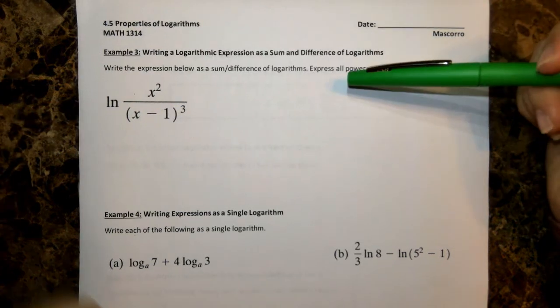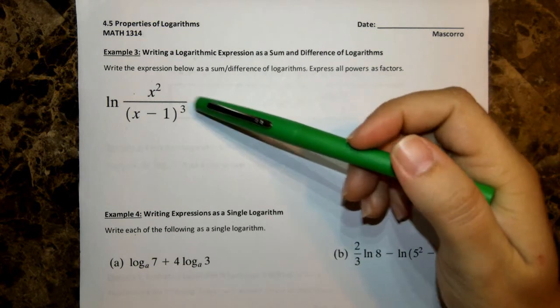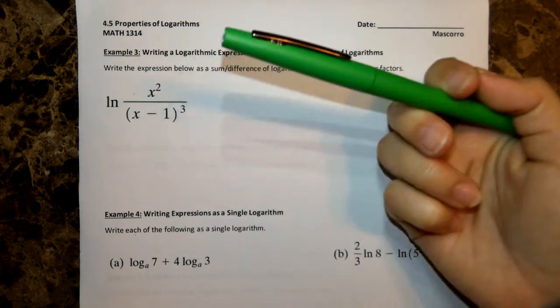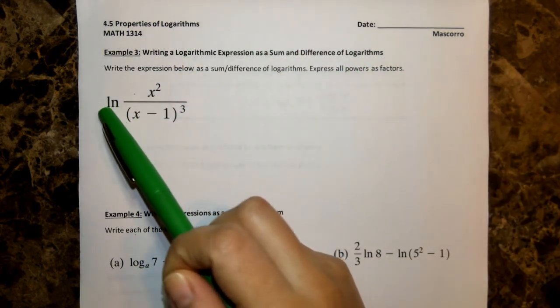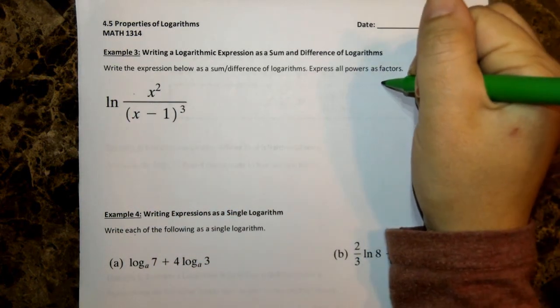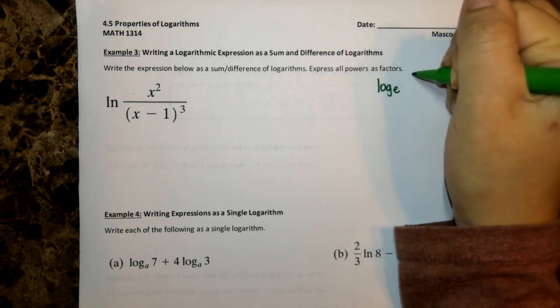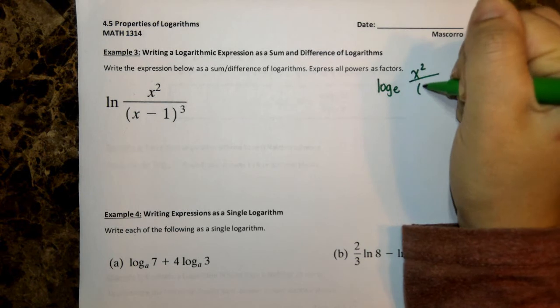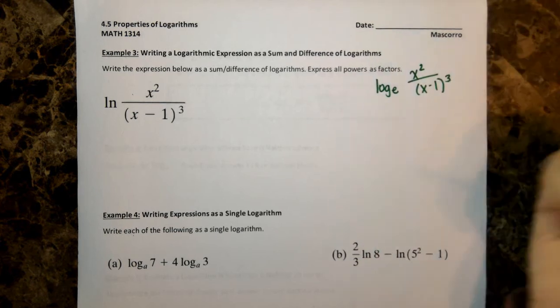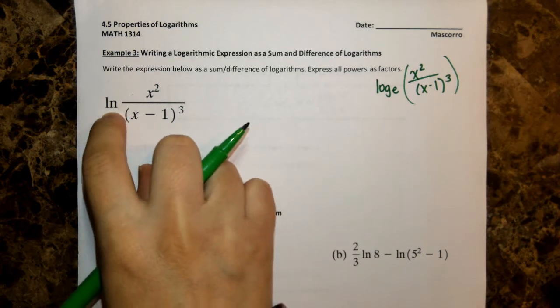All right, example number 3. So we're given a logarithmic expression, except this one's a natural logarithm. It's the same thing. If you don't like this notation ln, you can always rewrite the problem. If you wanted to rewrite it as log base e of this entire thing, x squared divided by x minus 1 to the third power, that's fine. It's the same exact thing as this ln. That just means natural log.